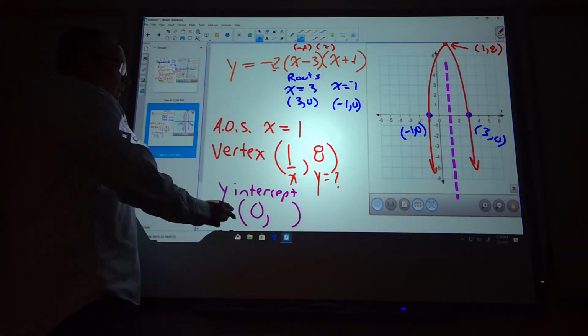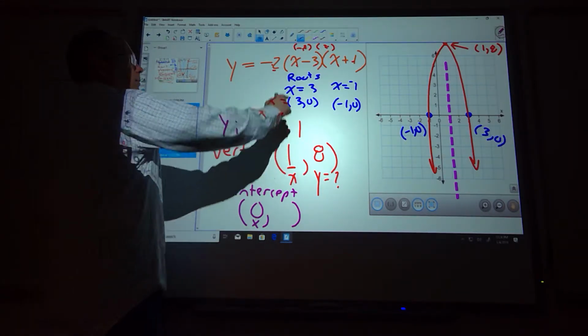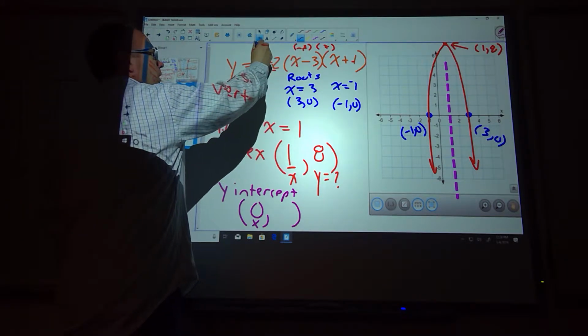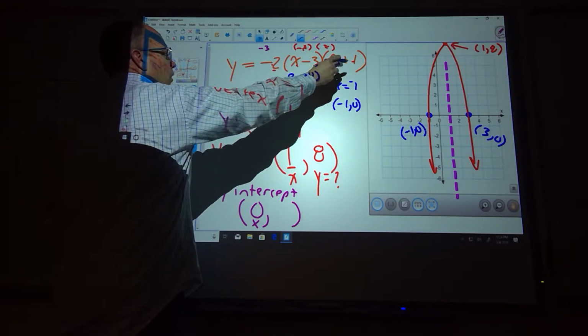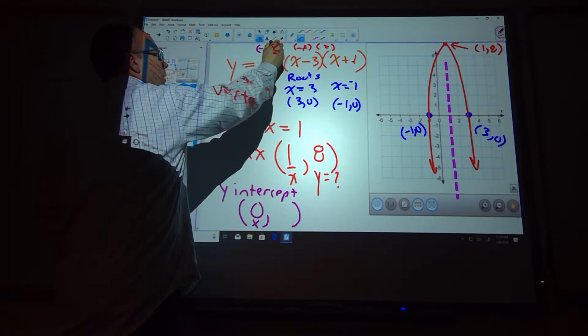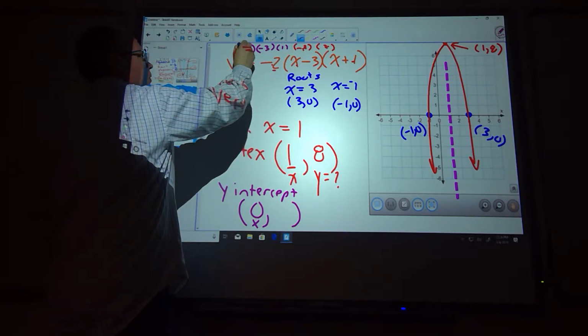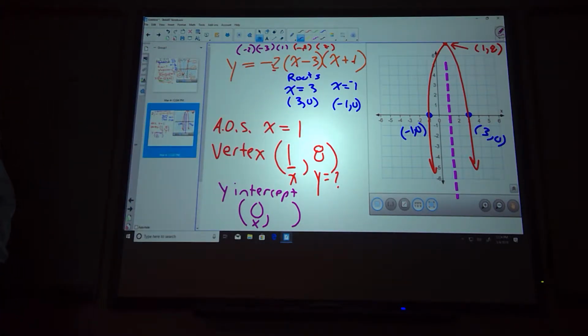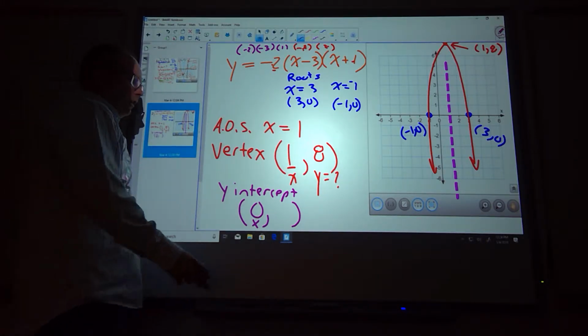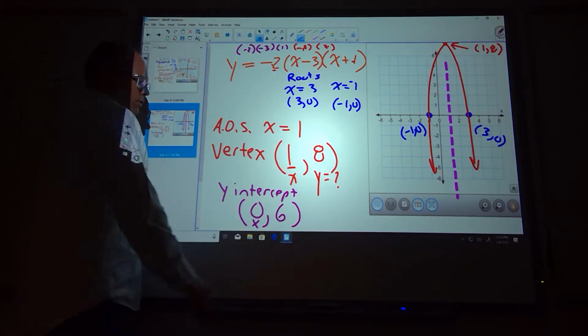So I'm going to take 0, which is an x value, and plug it in. So 0 minus 3 is -3. 0 plus 1 is 1. And then I had that -2. So what would my y-intercept be by that math? Well, -2 times -3 is +6, and +6 times 1 is 6. So it's 0, comma 6.